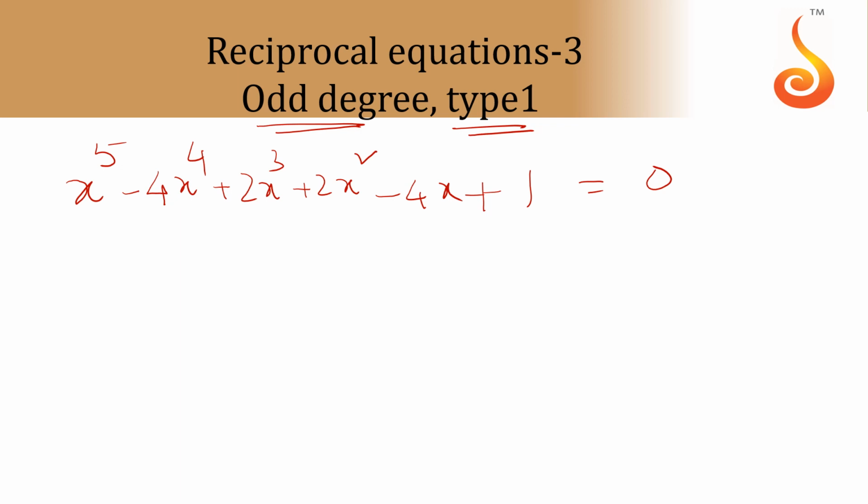No. Minus 1 will satisfy. 100% it will satisfy. Why? Because it is odd degree, no? So if I substitute minus 1, odd power will be minus 1, but the type 1, the last plus 1 will get cancelled. Like that, here it is even power, here odd power, here odd power, even power. So if you substitute x equal to minus 1, it will satisfy.